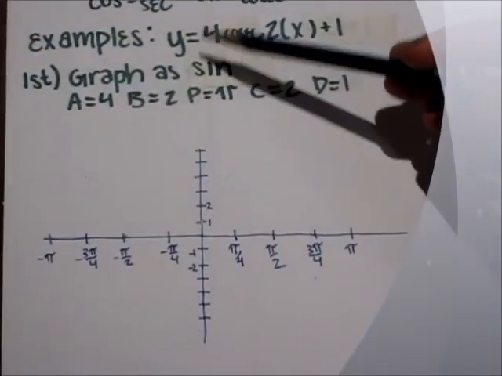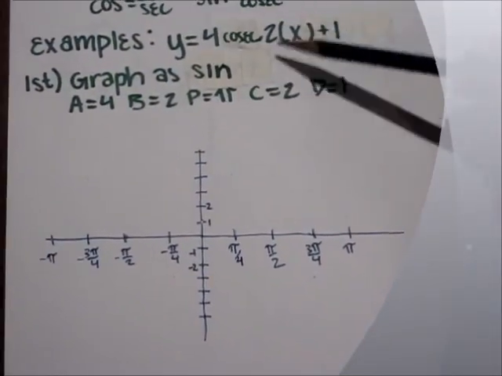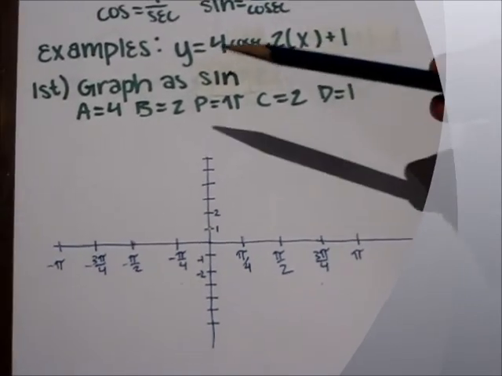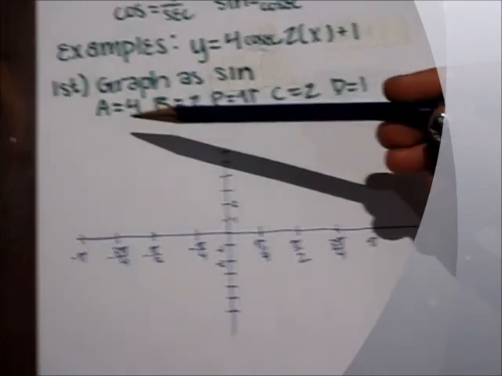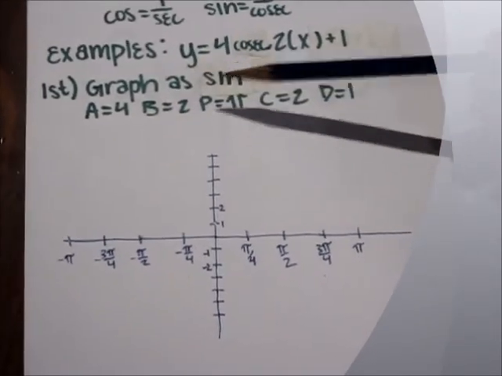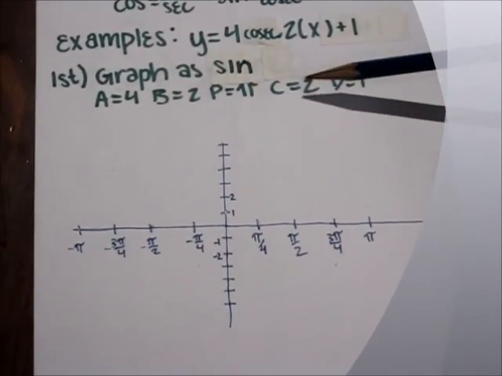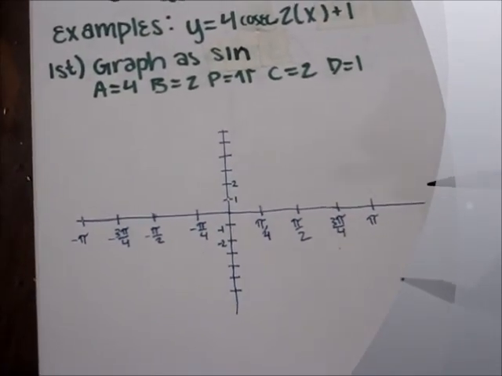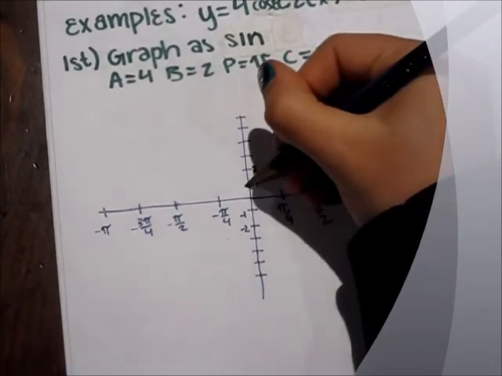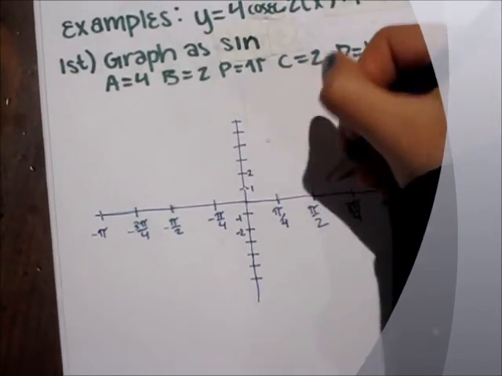Here's an example, y equals 4 cosecant (2x plus 1). First, we're going to have to graph it as a sine function. The altitude is 4, b is 2, so the period equals pi. C equals 2, and D equals 1. First, we're going to graph it. I find my points.